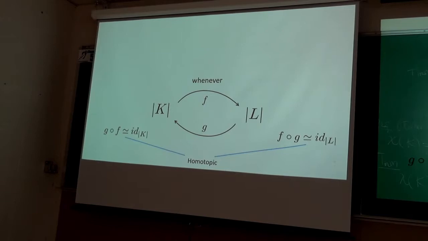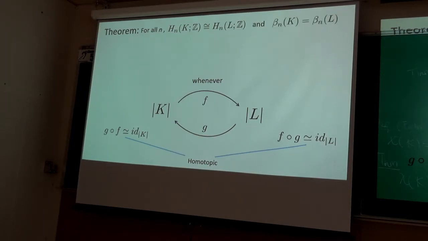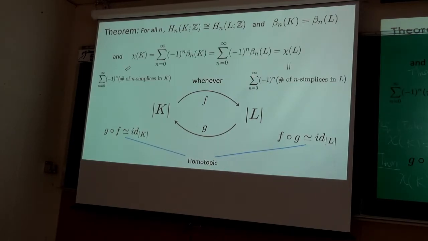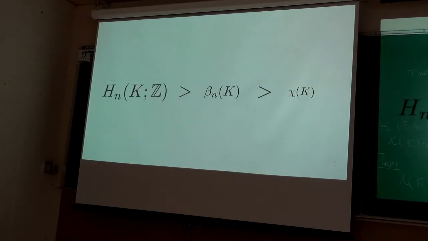And what we've proven is that whenever you have two spaces which are homotopy equivalent, then their homologies are equivalent. That implies that their Betti numbers are equivalent, and then that implies that the Euler characteristics are also equivalent. So that's what we've seen thus far. And it is in that sense that homology is the bigger of the invariants, and the stronger of the three invariants.